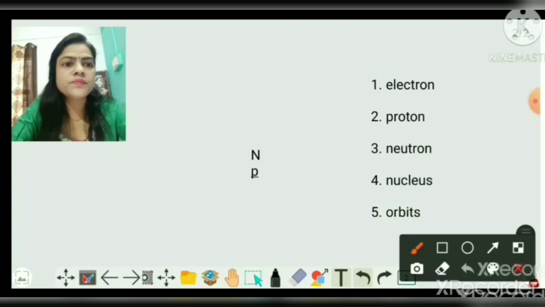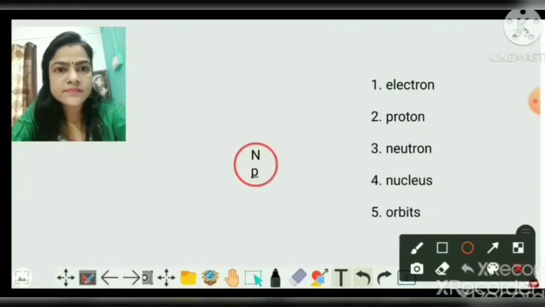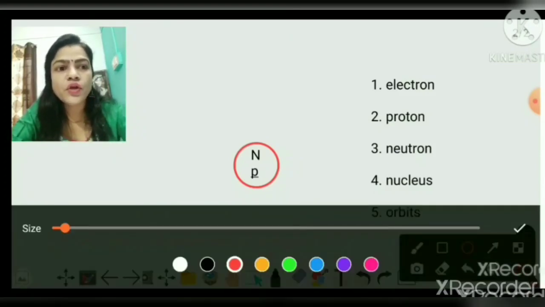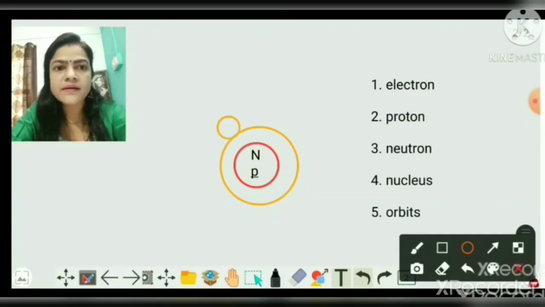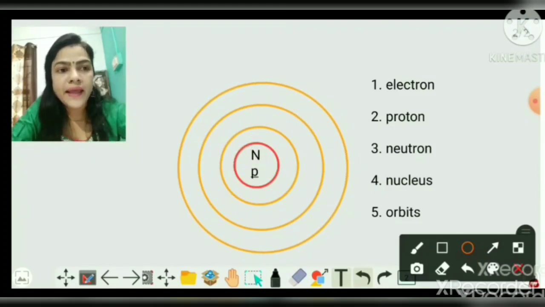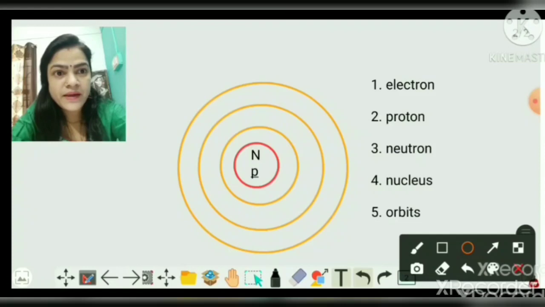Okay. Now, first, this is the nucleus, which has neutrons and protons. Then the nucleus is surrounded by the orbits like this, and what is present in these orbits? There are some electrons.